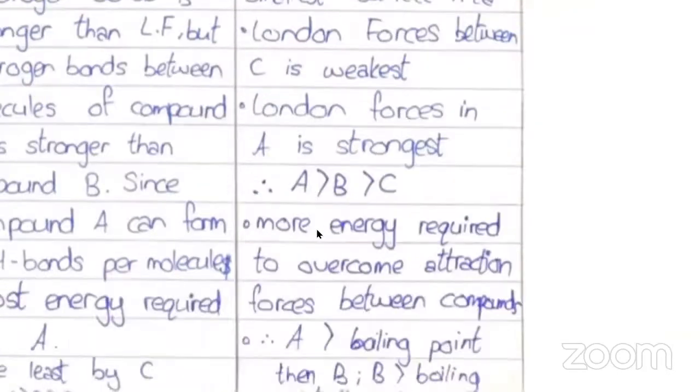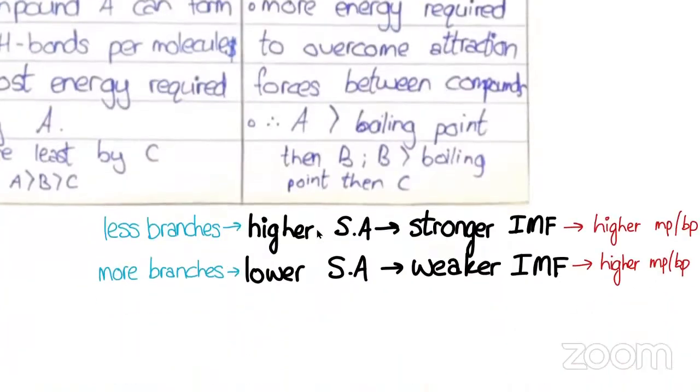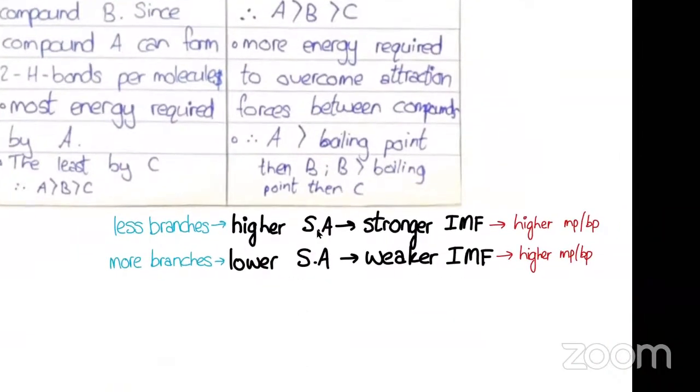That's due to the surface area. More energy is required to overcome the attraction forces between compound A molecules. So the higher the surface area, the stronger the intermolecular forces, and more energy is required to overcome the attraction forces. Therefore, A has the highest boiling point, then B, then C. So it's a quick note here: less branches, higher surface area, stronger intermolecular force, higher melting point and boiling point, straightforward.